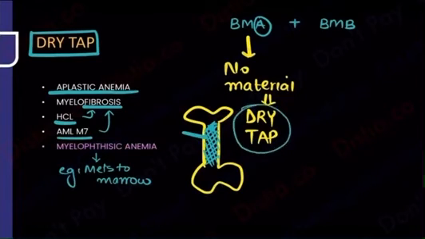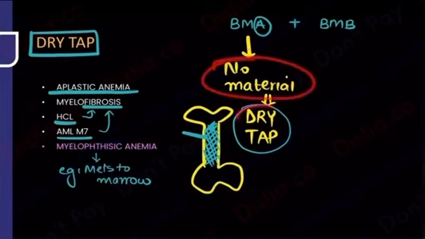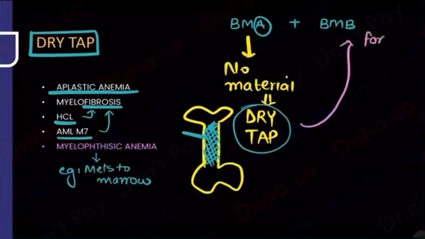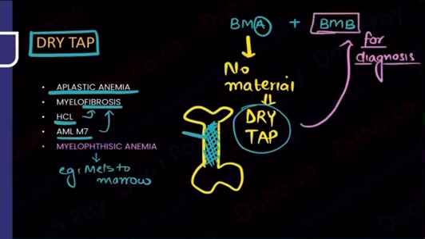So repeating once again, whether the cells are not being produced, like aplastic anemia and myelophthisic anemia, or I'm having a lot of fibrosis, like myelofibrosis, hairy cell leukemia, AML M7, these are the conditions in which bone marrow aspirate will not give me any material, known as a dry tap. So how will I do the diagnosis? I will have to take out a little bit of the bone and see what has happened. So in those situations, my investigation of choice will become a bone marrow biopsy.